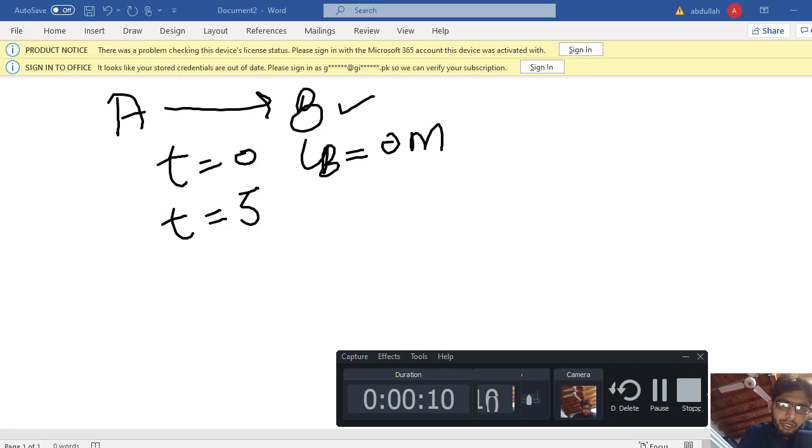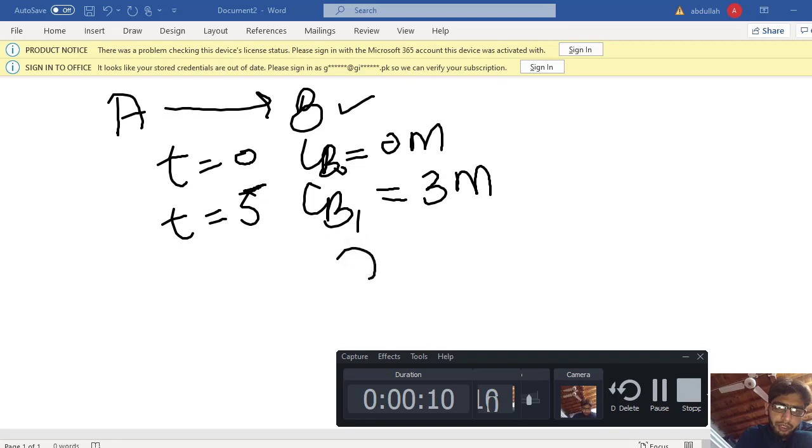5 minutes, the concentration of B was, this is Cb naught, the initial concentration of B, and this is the final concentration of B, or the concentration of B at time t is equal to 5 minutes is, suppose, 3 molar.